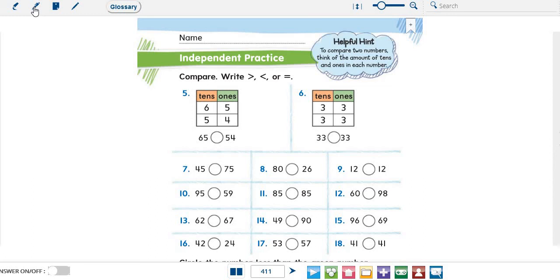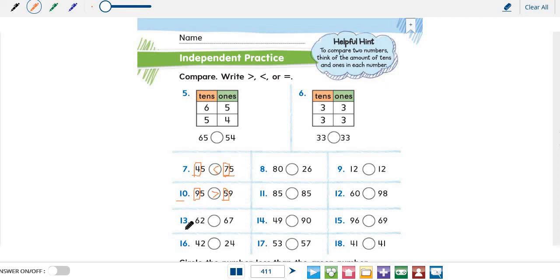Now let's solve question number 7. The first number is 45. The second number is 75. Observe the tens digit, the digit to the left, in each number. Here we have 4 and here we have 7. Since 4 is less than 7, 45 is less than 75. Let's solve question number 10. The tens digit here is 9. The tens digit here is 5. Since 9 is greater than 5, 95 is greater than 59.